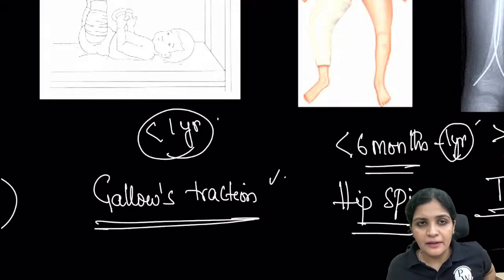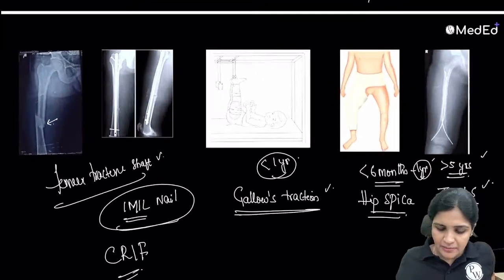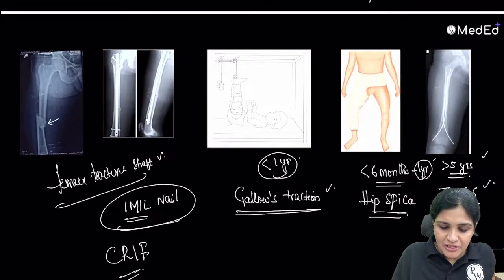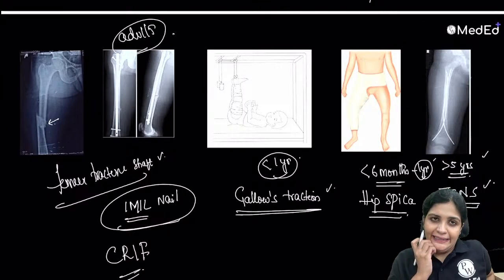Got it? So that is about the fracture shaft of femur. If the patient is an adult, you go for an intramedullary interlocking nail. Okay.